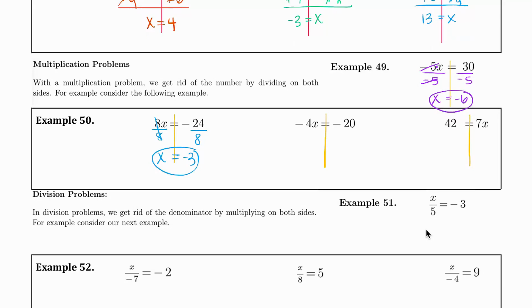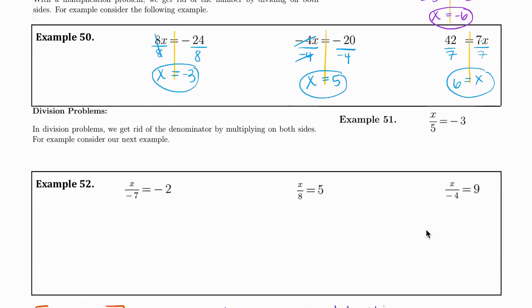Okay, the middle one, we have negative 4x equals negative 20. Same thing, to undo that multiplication, let's divide by negative 4. Negative 4 divided by negative 4 leaves us with just x. And a negative divided by a negative here is going to give me a positive 5. Our last one, our variable switched sides, that's okay. My x is being multiplied by 7. To undo that, we divide both sides by 7. And I'm left with x equals 6.